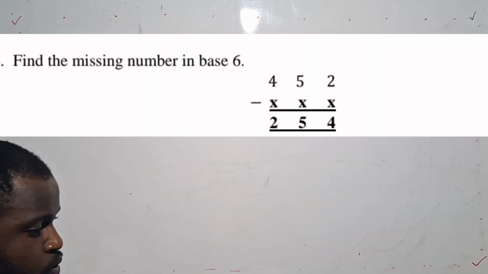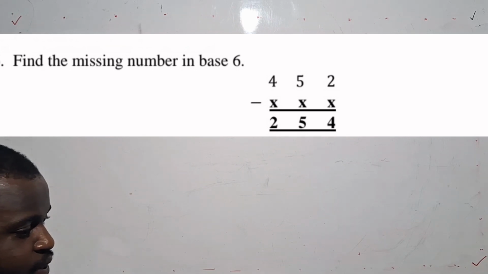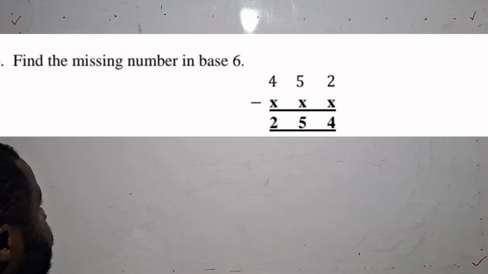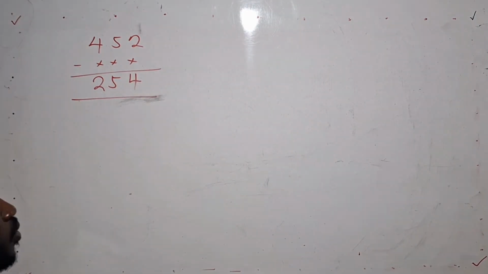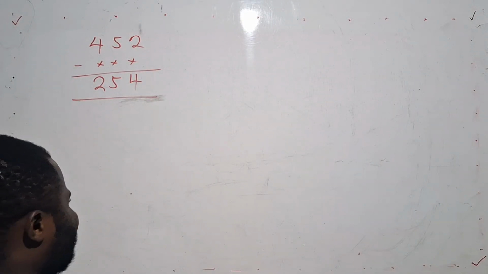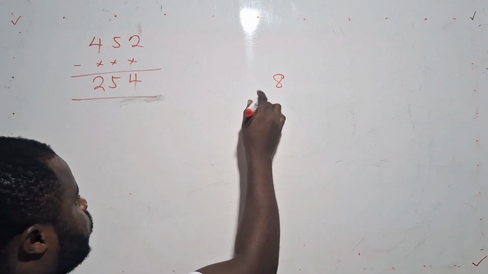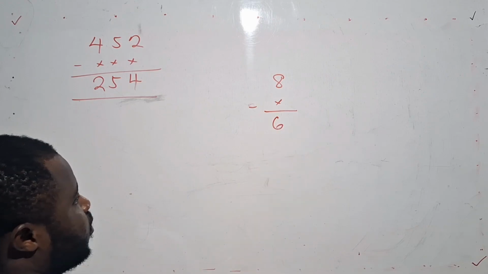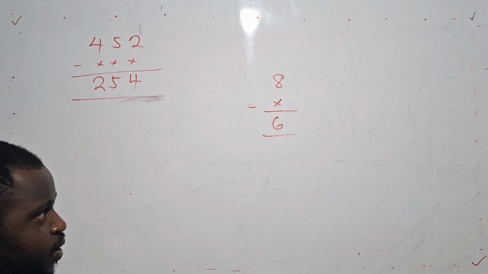So the question posted says that we should find the missing number in base 6. So we have 452 minus a certain number giving us 254 in base 6. So how do we find the missing number? Now let's look at this. Let's use the common principle here. Let's have 8 and they say minus a certain number is 6. 8 minus a certain number is 6.